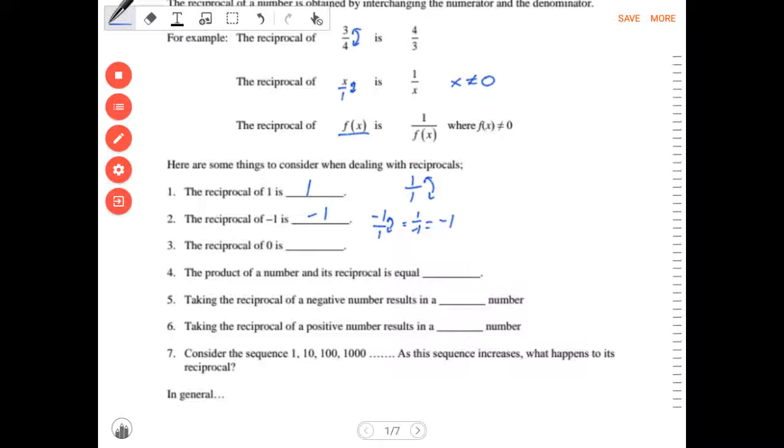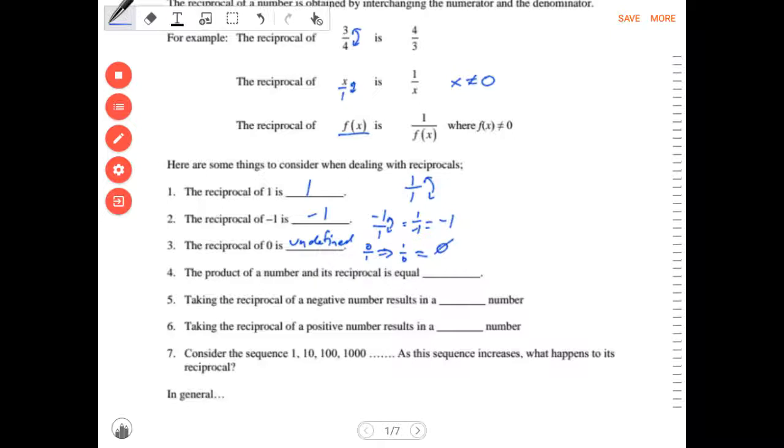Now, the reciprocal of 0. If I take 0, write 0 over 1, and then try to flip it, that's going to be 1 over 0. Wait a second, you're never allowed to divide by 0 ever. So this is undefined. We'll write it out: undefined.